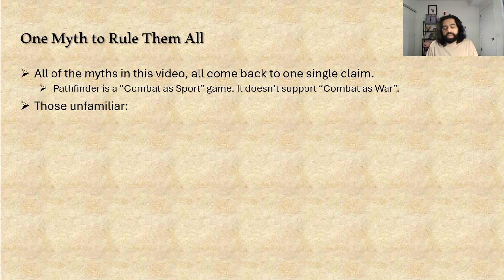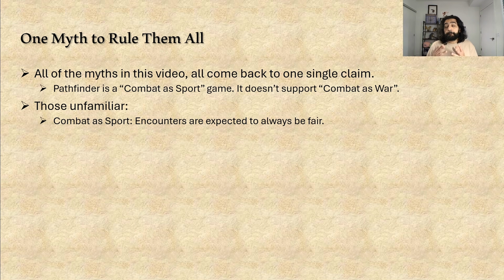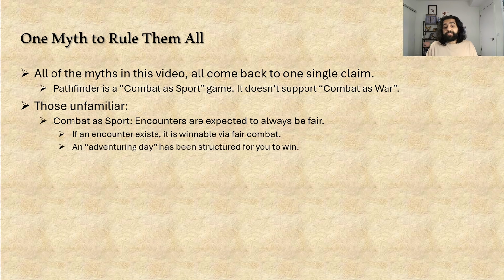Let me explain them. Combat as sport essentially means that encounters are biased towards the player. They're fair in the sense that the players need to be facing 30, 40 encounters over the course of an adventure and have a really good shot at coming out alive at the other end of it, and doing so in a pretty straightforward manner. So if an encounter exists, you're supposed to be able to win the vast majority of them just via straightforward combat, using what's on your character sheet.